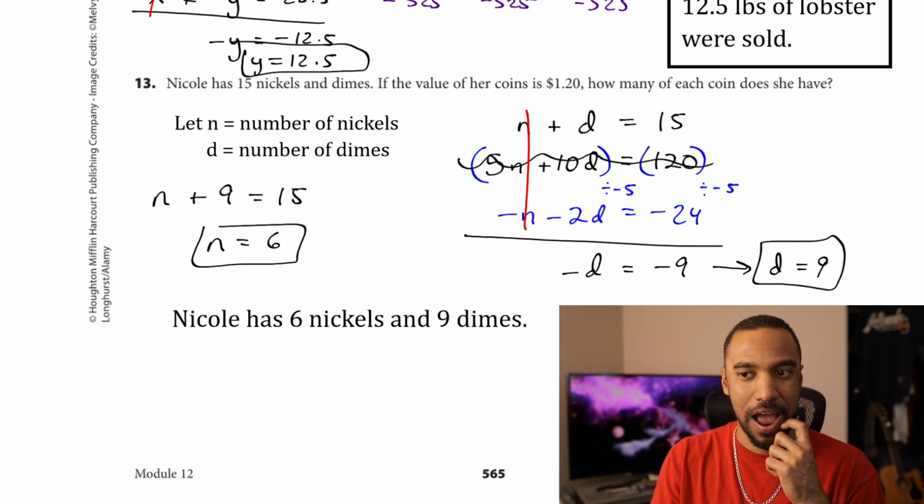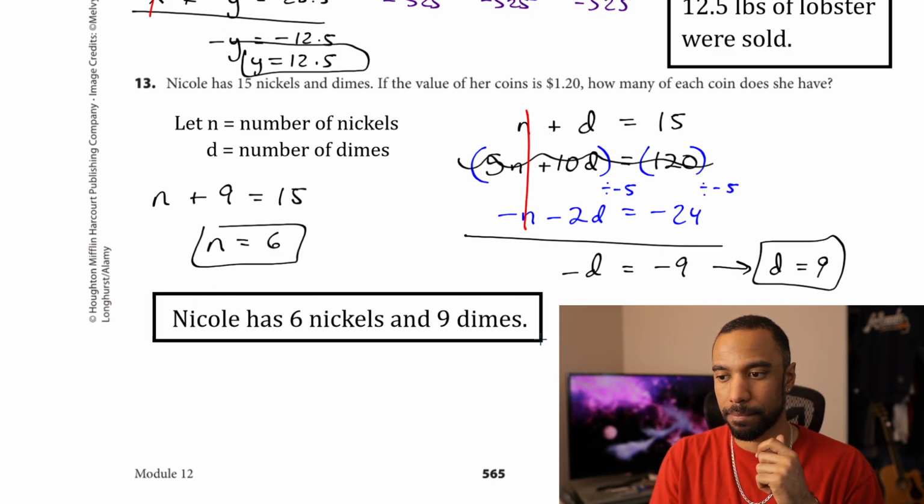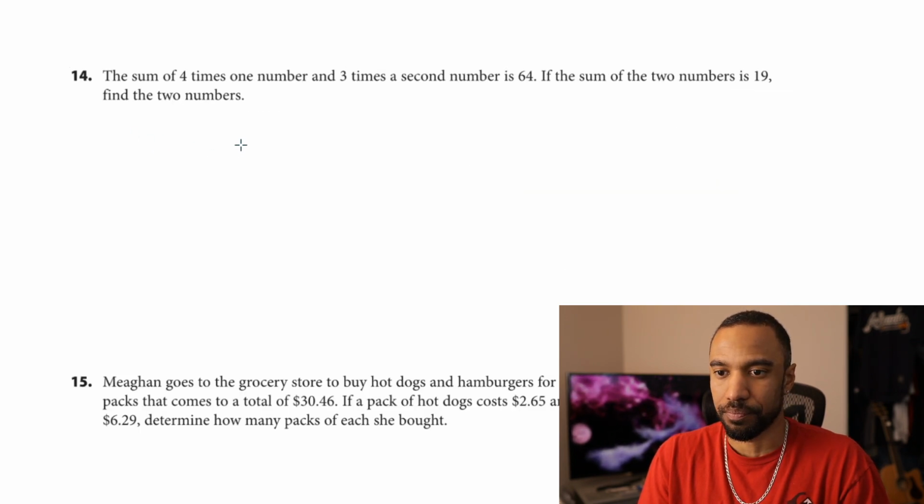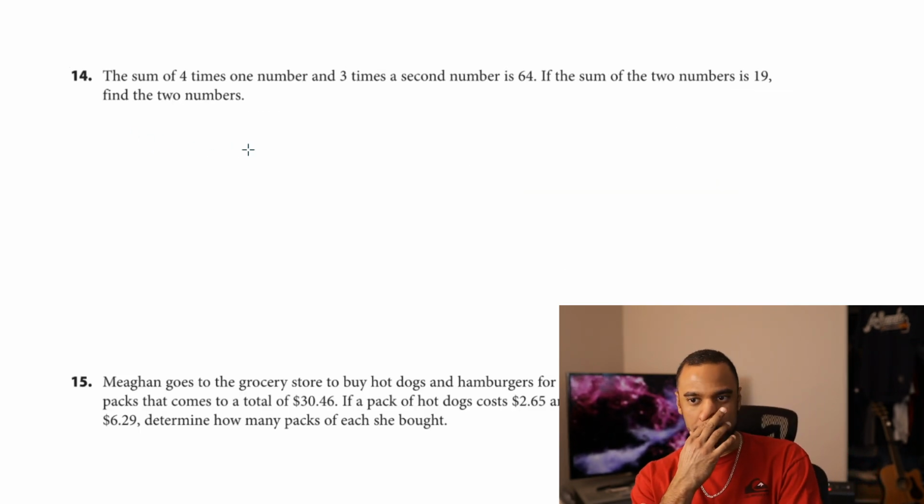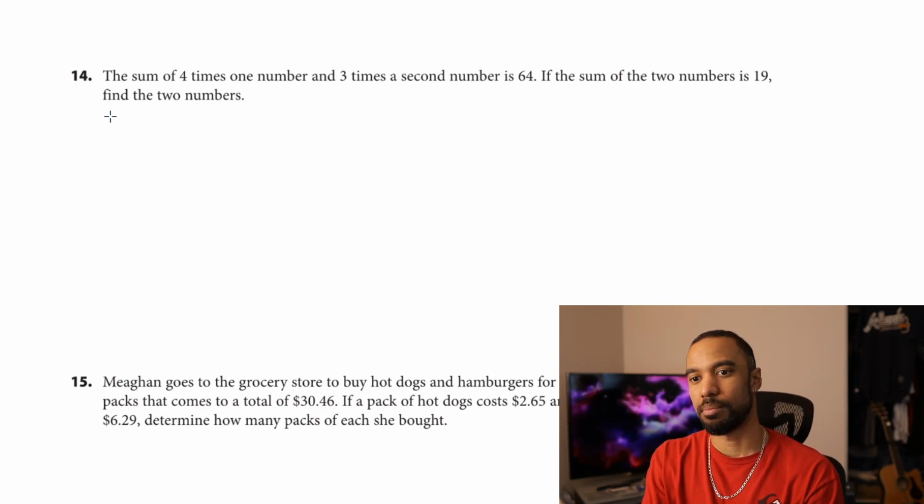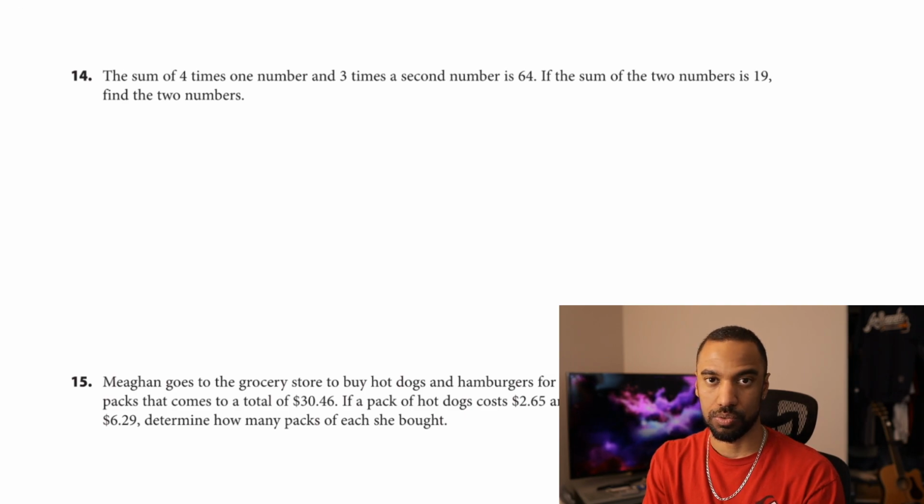There it is. Okay, 3 more. Number 14: the sum of 4 times one number and 3 times the second number is 64. If the sum of the two numbers is 19, find the two numbers.